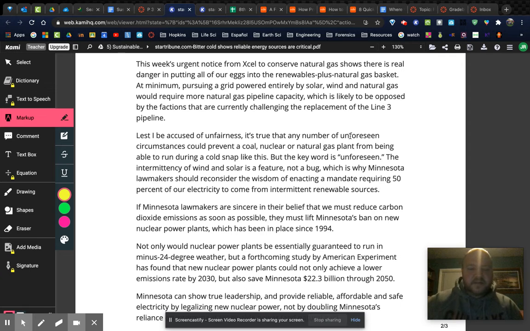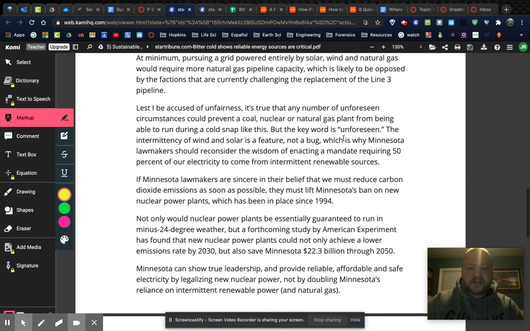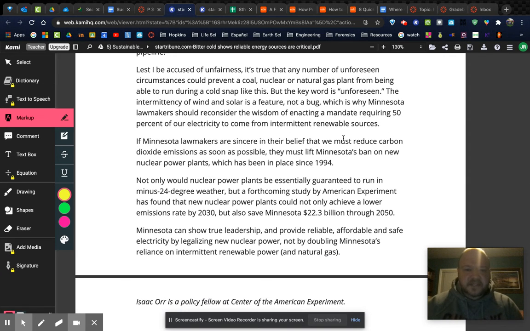Lest I be accused of unfairness, it's true that any number of unforeseen circumstances could prevent a coal, nuclear, or natural gas plant from being able to run during a cold snap like this. But the key word is unforeseen. The intermittency of wind and solar is a feature, not a bug, which is why Minnesota lawmakers should reconsider the wisdom of enacting a mandate requiring 50% of our electricity to come from intermittent renewable resources.